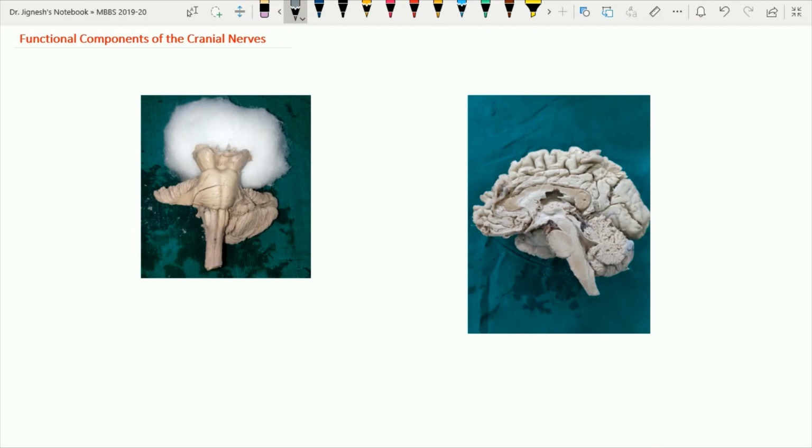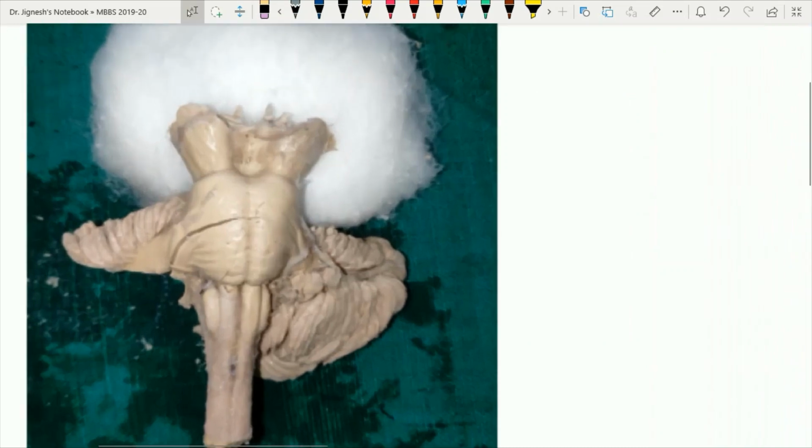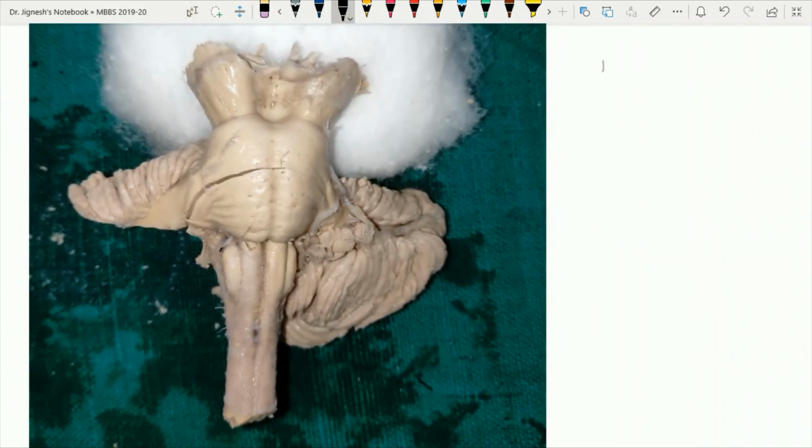So before going into detail of the functional component of the cranial nerves, let's review some things before starting the lecture. This is the figure of the ventral aspect of the brainstem, and out of the 12 cranial nerves, the first two arise from the forebrain, and the remaining 10 derive from the brainstem. The first cranial nerve, the olfactory nerve, and the second, the optic nerve, are concerned with the cerebrum, and that's why we are not going to deal with these nerves right now.